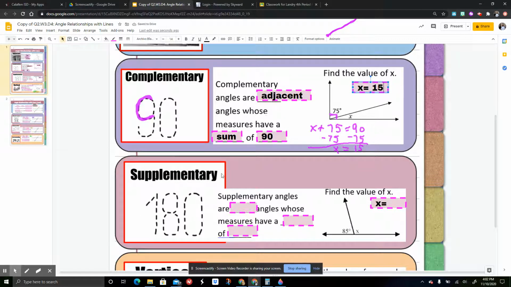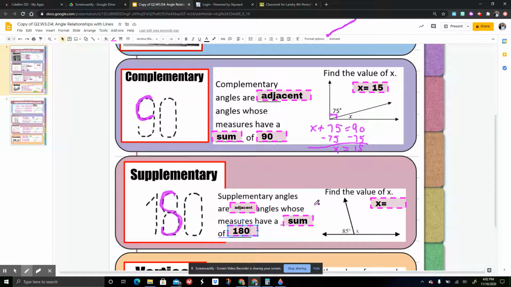If I come down a little bit lower right here to supplementary, supplementary angles are adjacent angles. And that word is a bit big, so I'm going to make the text a little bit smaller so it fits. So they are adjacent angles whose measures have a sum of, and you probably guessed, 180. And just like there's a clue in the 9 for complementary, there is a little clue inside the 8 for supplementary. There's that S inside the 8 for supplementary.